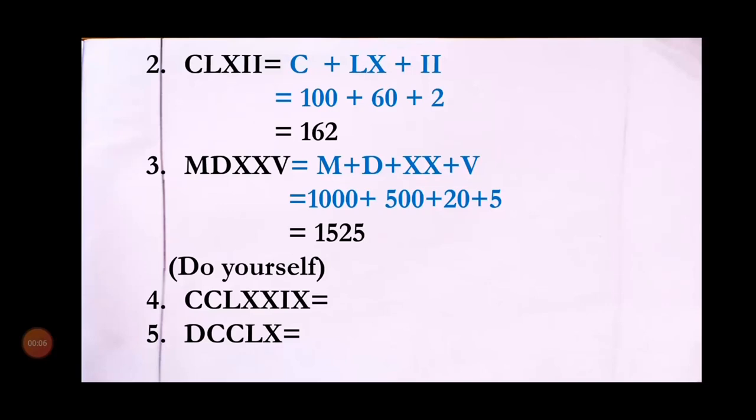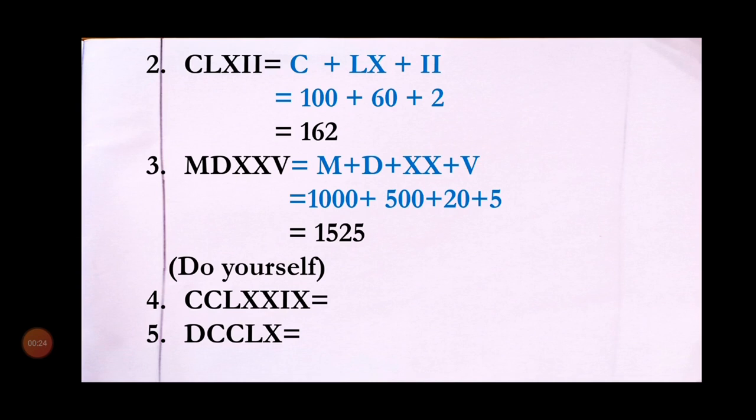Number 2, CLXII is equal to C plus LX plus II. So C for 100, LX for 60, and II for 2. So is equal to 100 plus 60 plus 2 is equal to 162.